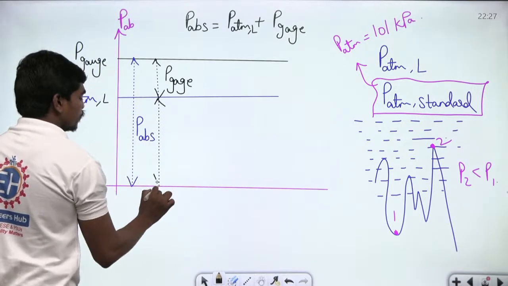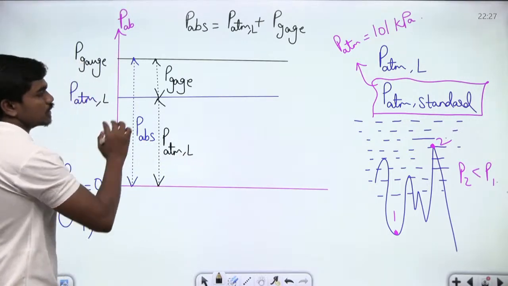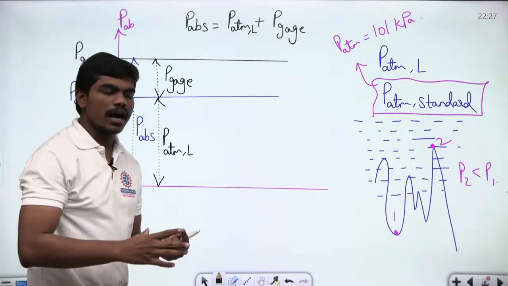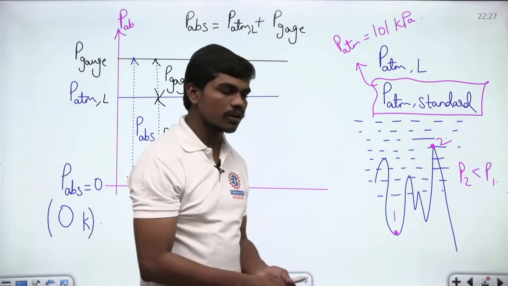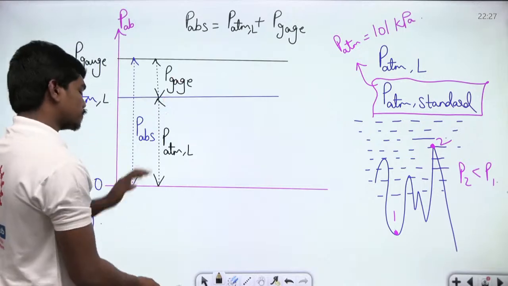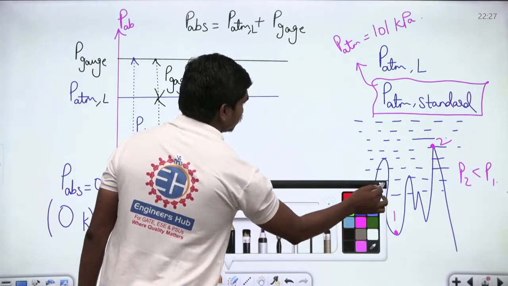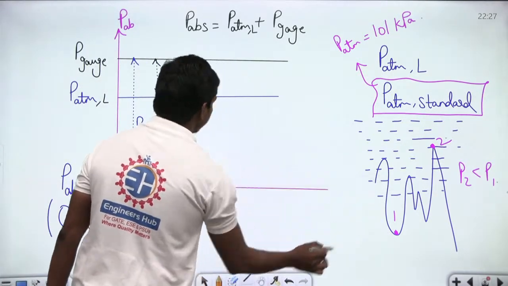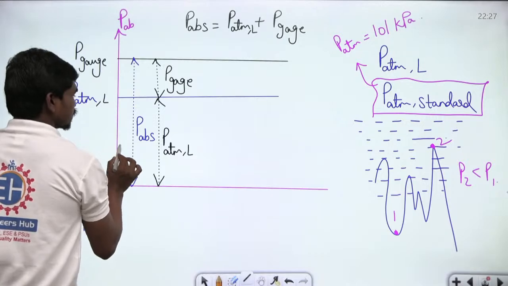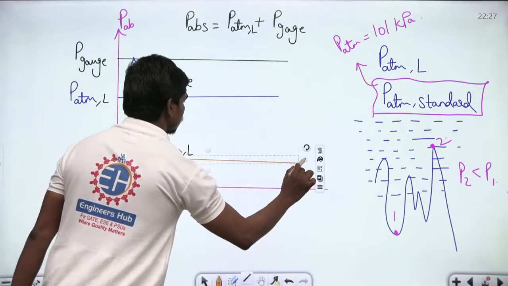This is your P ATM local in general, correct? So these are the gauge pressures, and these gauge pressures are measured with respect to the standard atmospheric pressure reference. Now let us get back to the pressures which are below this atmospheric pressure. Let us suppose there is some pressure which is a bit low as compared to the atmospheric pressure.